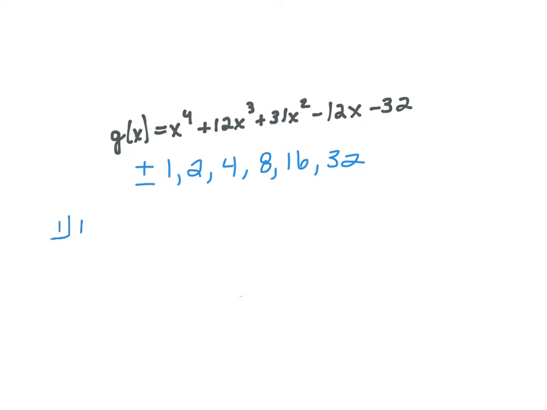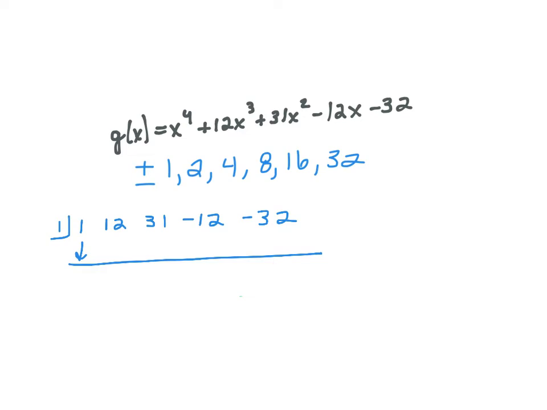So I have 1, 12, 31, negative 12, negative 32. Very important that you guys just make sure there's no gaps. You don't have to have any placeholders. And also that you have your signs correct.